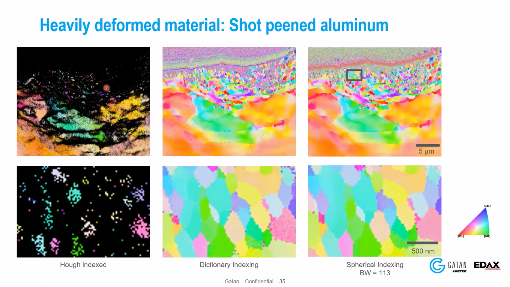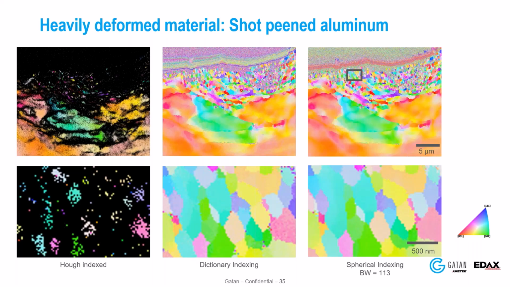But this is an example from a shot-peened aluminum sample. Aluminum can be difficult because it's a lighter atomic element. It doesn't scatter the electrons as strongly as something with a heavier atomic number. And then shot peening will add a significant deformation layer to the surface of the material. So we look at this with Hough indexing at the surface. We see a lot of black areas. This is where the indexing has failed, low confidence type data.